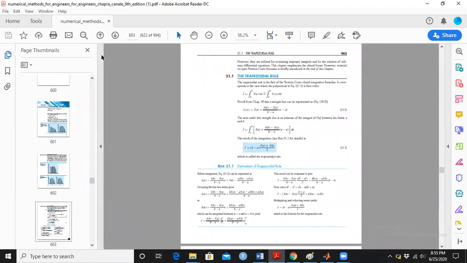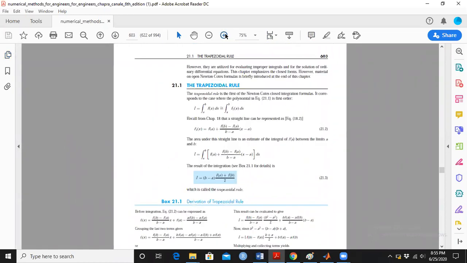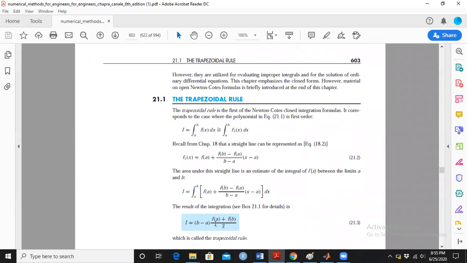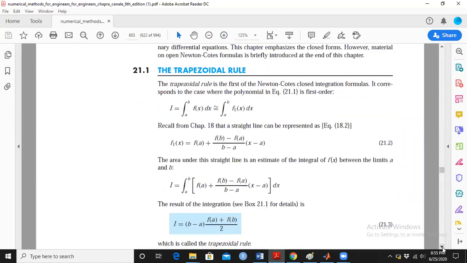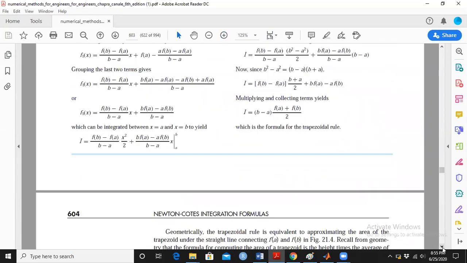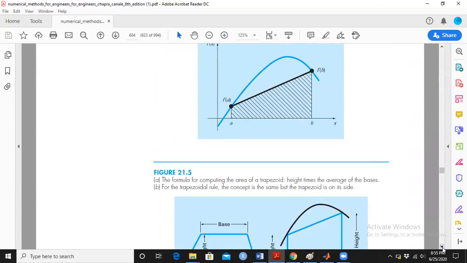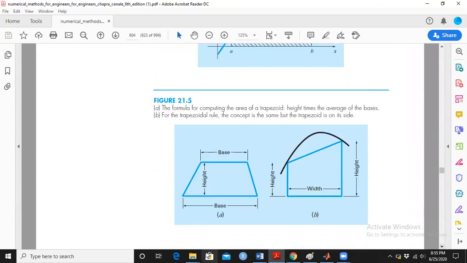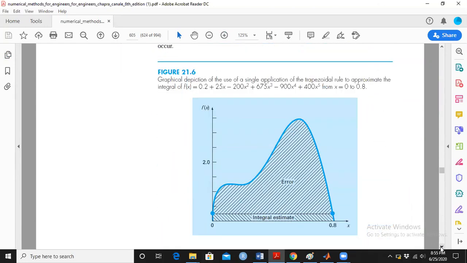Here you can see the single application of the trapezoidal rule, and when we apply it multiple times, basically, when we talk about numerical integration, we are talking about area under the curve. And when we divide it into rectangular parts and find the area under the curve, for example, here you can see the rectangle and the width and the height. So this is the graphical interpretation of the trapezoidal rule.